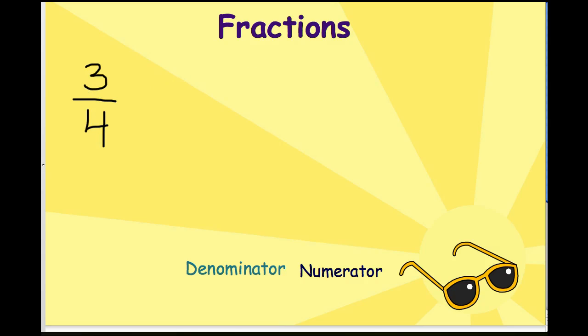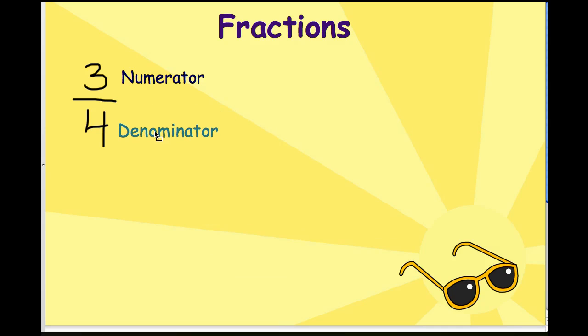And the most important thing to remember when you first begin is that these numbers have a name. There's a reason why one is on the top and one is on the bottom. So the first number, 3, that is the numerator. It's called the numerator. The number on the bottom is the denominator.